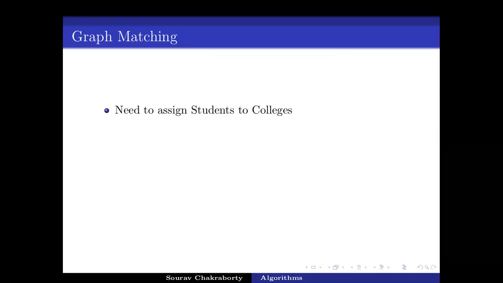So let's start with a simple problem. Suppose there are some students, and there is an administrator who has to assign students to colleges. Now obviously, every student has a set of preferences over colleges, right? And obviously we want to assign as many students to colleges as possible. Similarly, the other way around, colleges also have preferences over students.